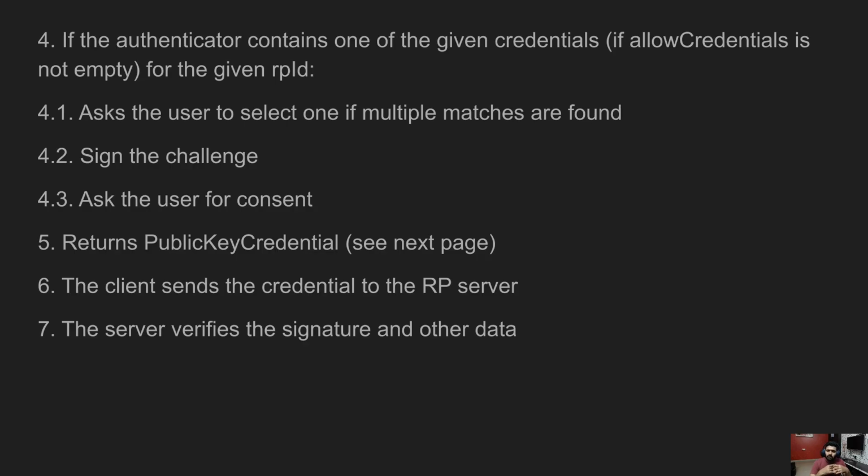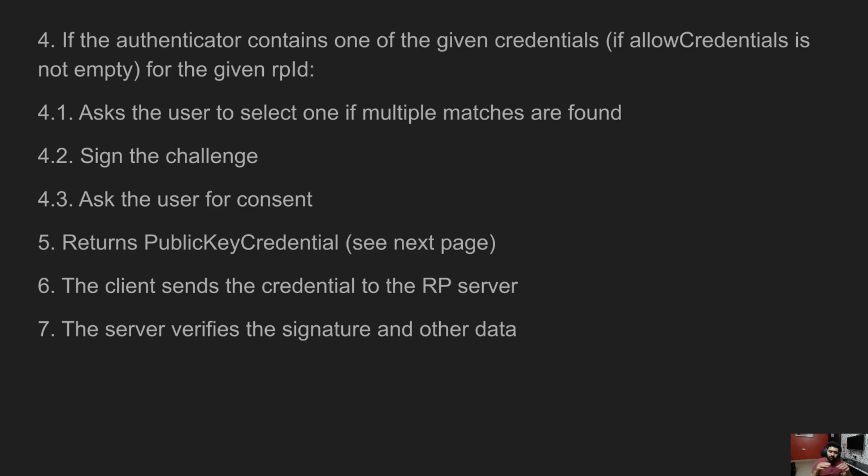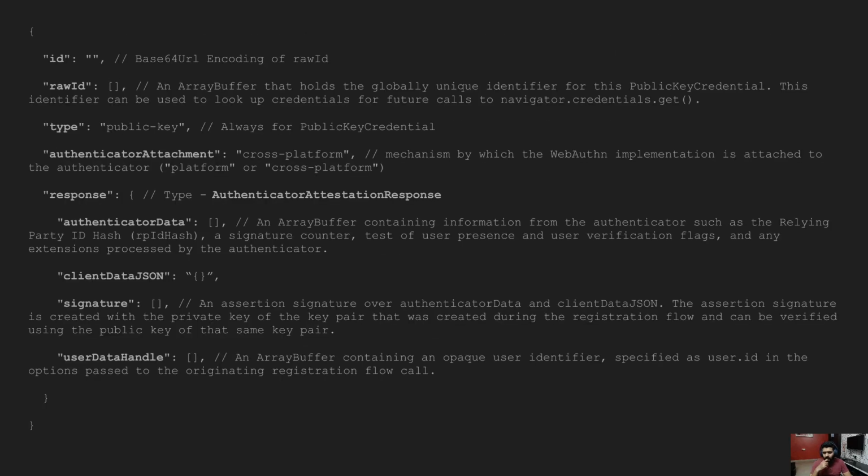Okay. So, if allow credential is not empty, then it will try to find by the RPID. So whether there is any credential present for the given RPID. If there are many, then it will ask which one to choose, and then it will return the public key credential. In the next page, we will see. Then the client will send the credential to the RP server, and then the server will verify the signature and other data, similar to what it did for the registration flow.